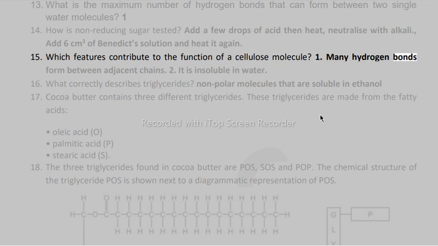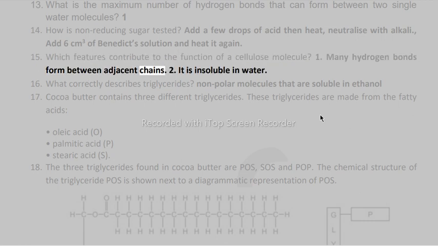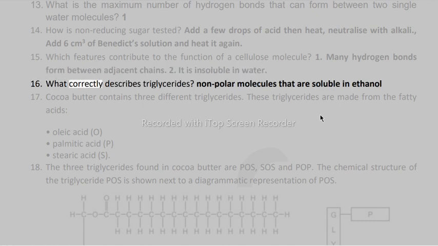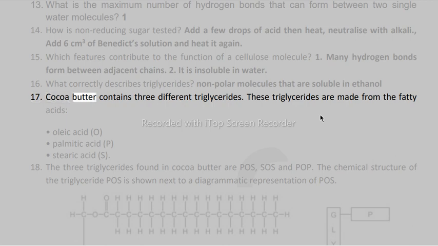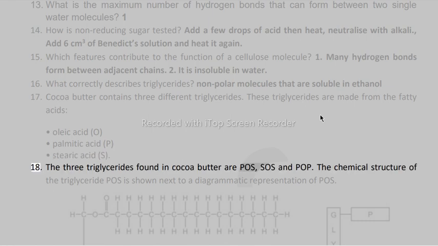1. Many hydrogen bonds form between adjacent chains. 2. It is insoluble in water. 16. What correctly describes triglycerides? Nonpolar molecules that are soluble in ethanol. 17. Cocoa butter contains 3 different triglycerides. These triglycerides are made from the fatty acids oleic acid, O, palmitic acid, P, and stearic acid, S. 18. The 3 triglycerides found in cocoa butter are POS, SOS and POP.